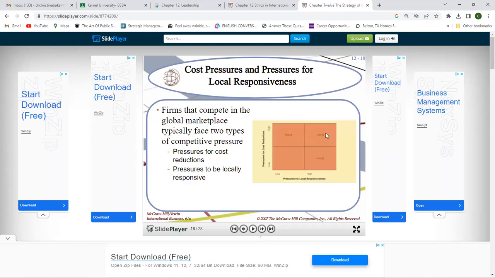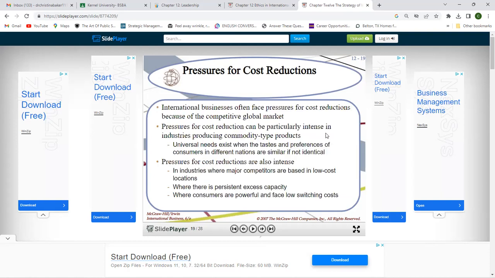Firms that compete in the global marketplace typically face two types of competitive pressure: pressures for cost reductions and pressures to be locally responsive. Pressures for cost reductions: international businesses often face these because of the competitive global market. They can be particularly intense in industries producing commodity-type products.